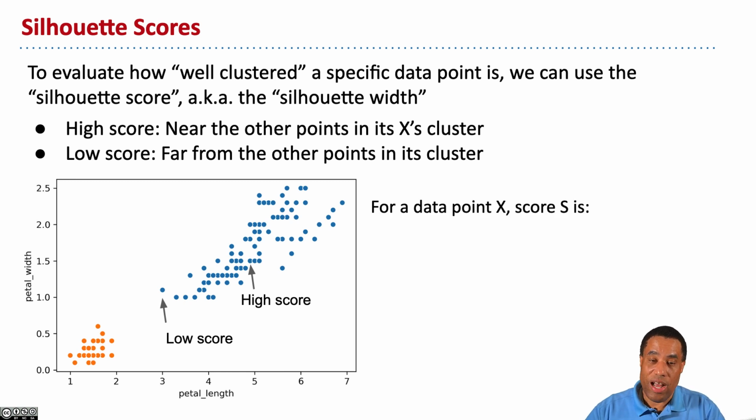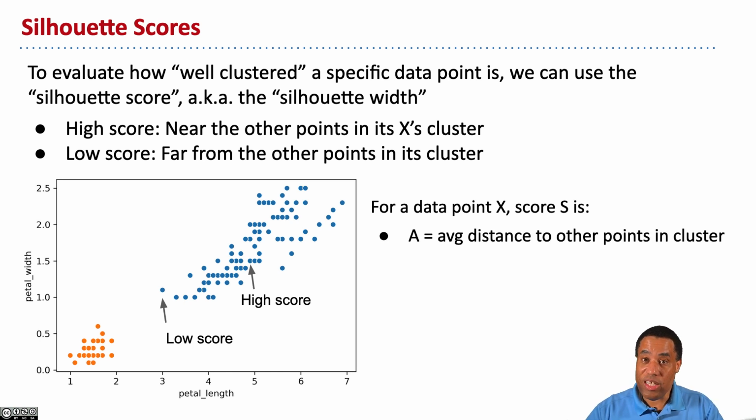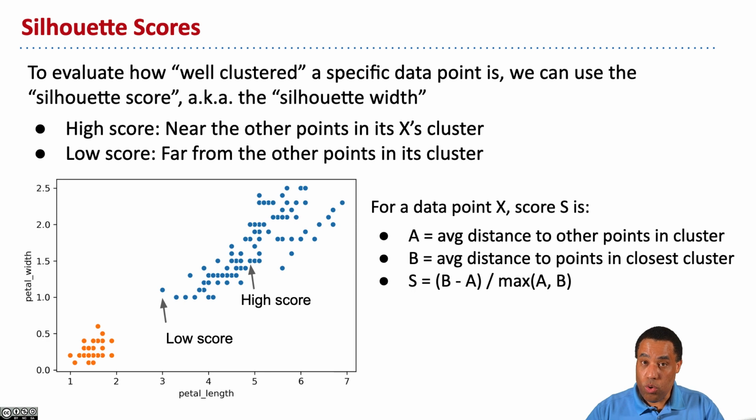So for each data point x, its silhouette score s is going to be a function of 2 parameters. One is a. That's the average distance from that point to other points in the cluster. The second is b, and that's the average distance to points in the closest cluster outside of its cluster. And then the silhouette score is going to be b minus a, so the average distance from that point to points in the closest cluster minus the average distance to other points in its cluster, all over the maximum of those two different values. All right, so we do that max to normalize so that we're over a range of -1 to 1.